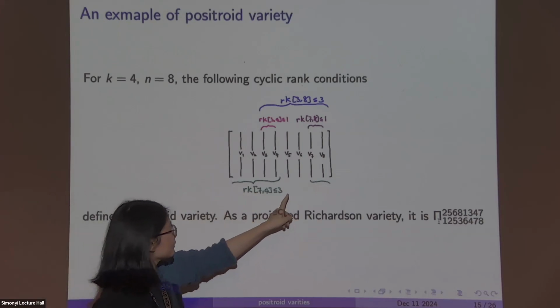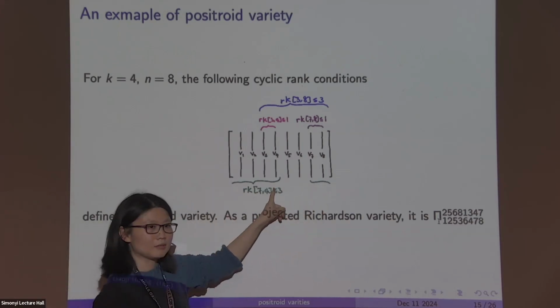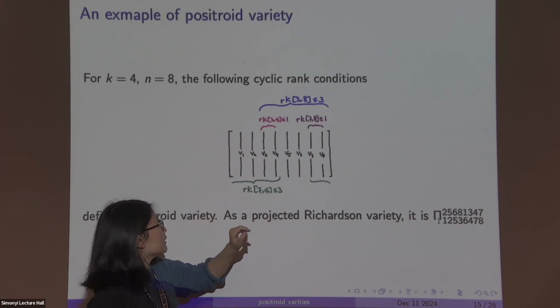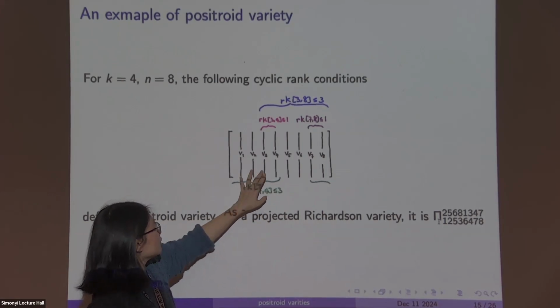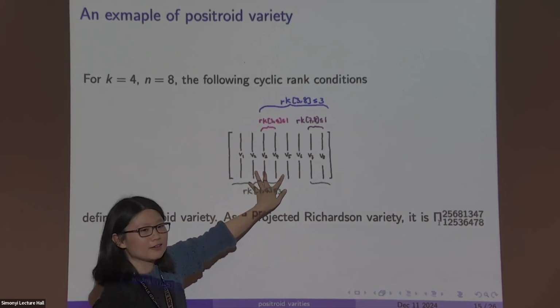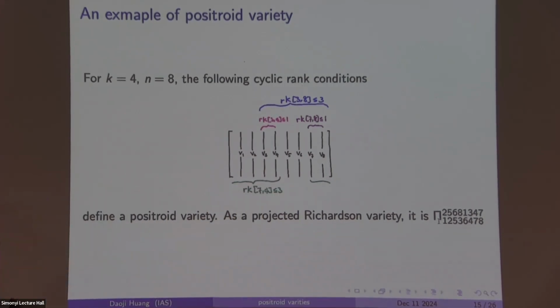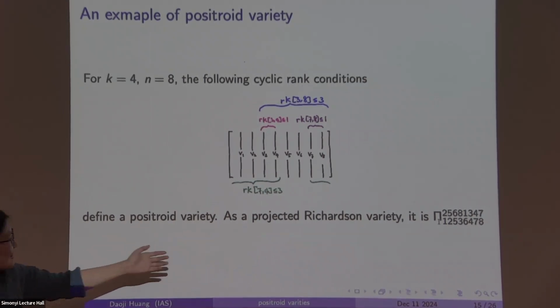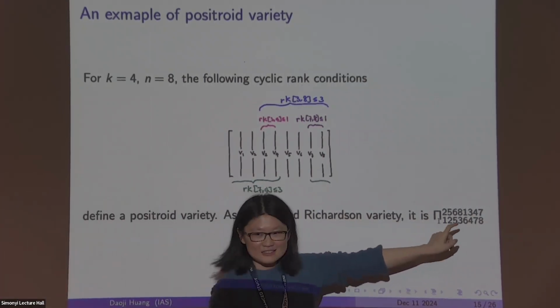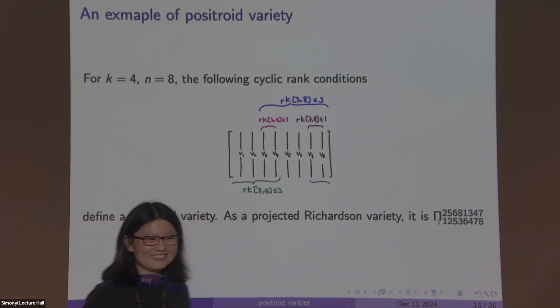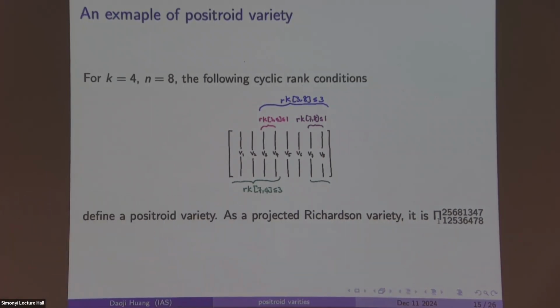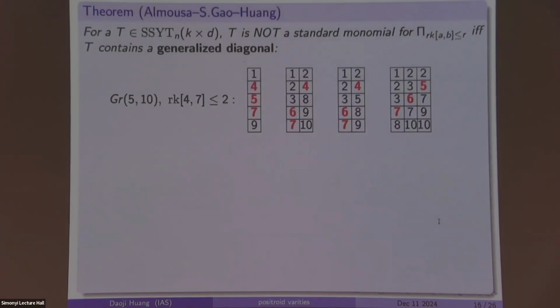By cyclic rank conditions, I mean these rank conditions can wrap around. But for example, you cannot take V1 with V3 with V5 and impose a rank condition like that. That's not allowed. As a projected Richardson variety, it shouldn't be obvious at all why you get this, but you do. I didn't write down the F for you, but it's okay.